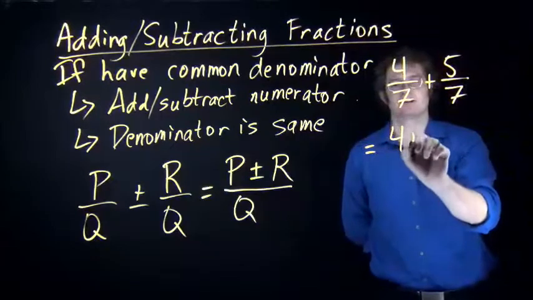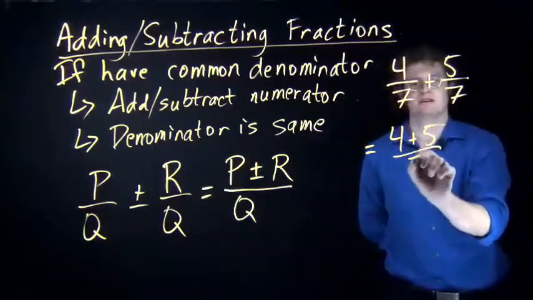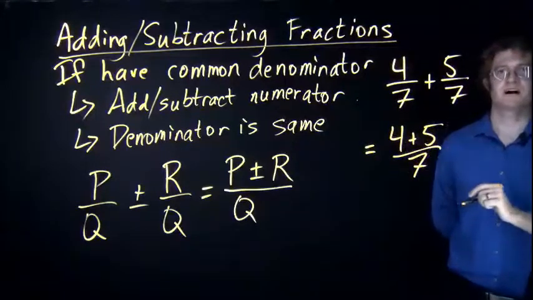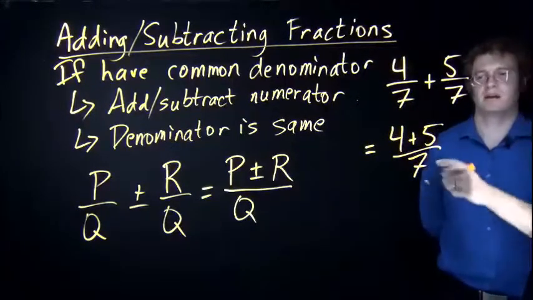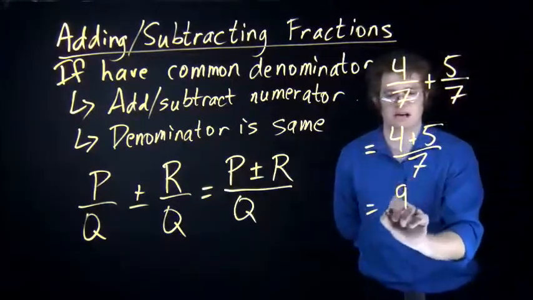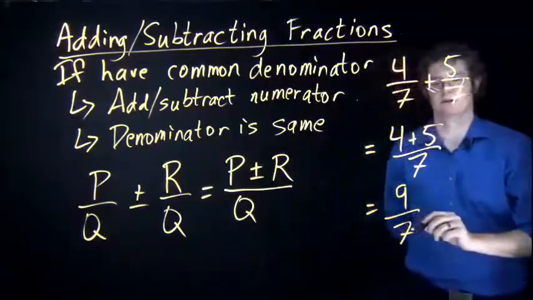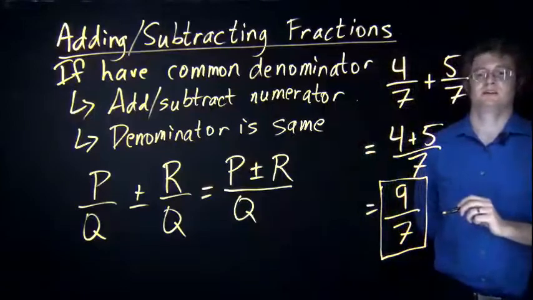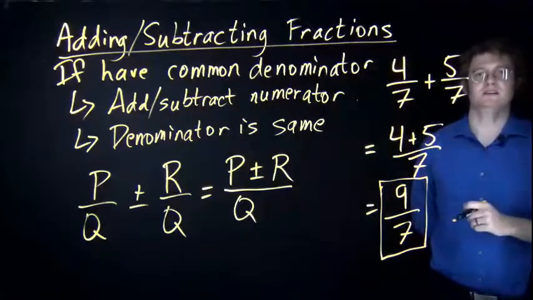So adding those on top, I get 4 plus 5, and then my denominator stays the same, so I get 4 plus 5 over 7. And then if I simplify that, I will have 9 over 7. And that 9 over 7 is our fully simplified answer in this particular case.